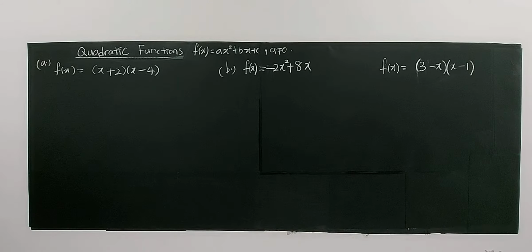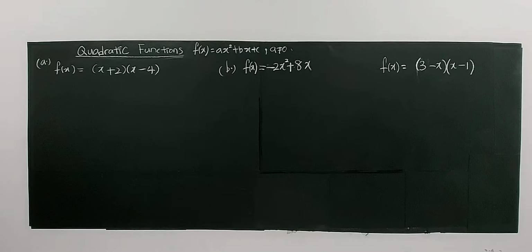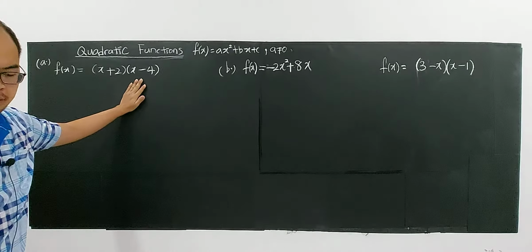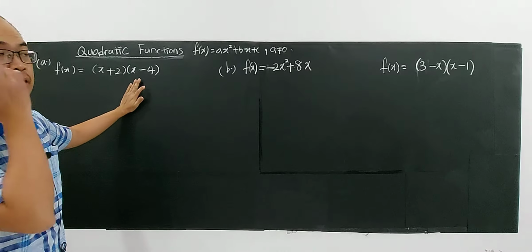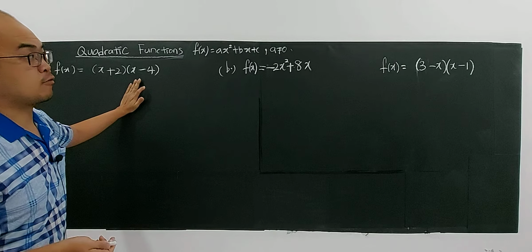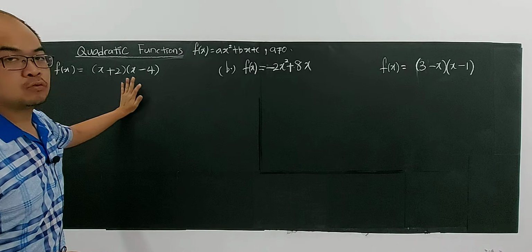Hi, let's move on to quadratic function, part 4. The type of graph that I'm going to discuss now is already written in the form of two factors, right? A quadratic will have at most two factors, okay?